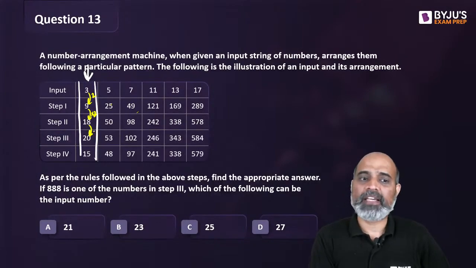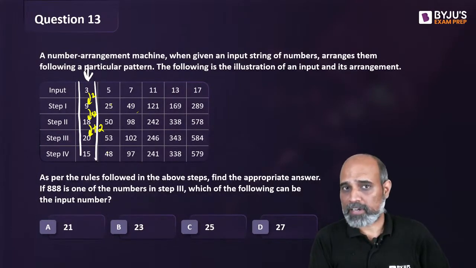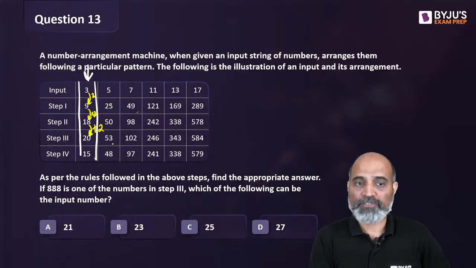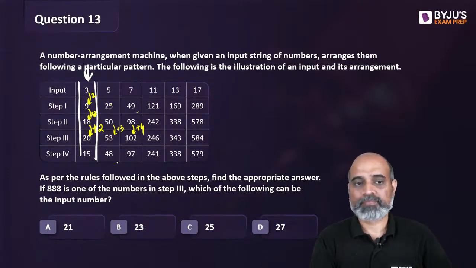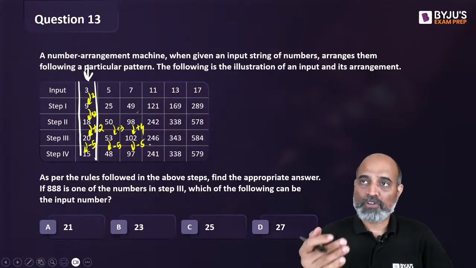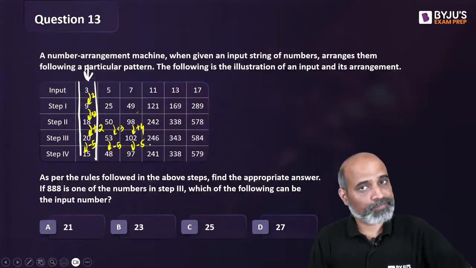18 becomes 20. So 2 is getting added. Right? It's not double or square or anything. 2 is getting added. 50 became 53, so here 3 is added. 98 became 102, so here 4 is added. So we are adding consecutive numbers. Okay. 20 becomes 15. So there is a difference of 5. 53 becomes 48. So this is a difference of 5. 102 becomes 97. This is a difference of 5. So we know at every step what is happening.